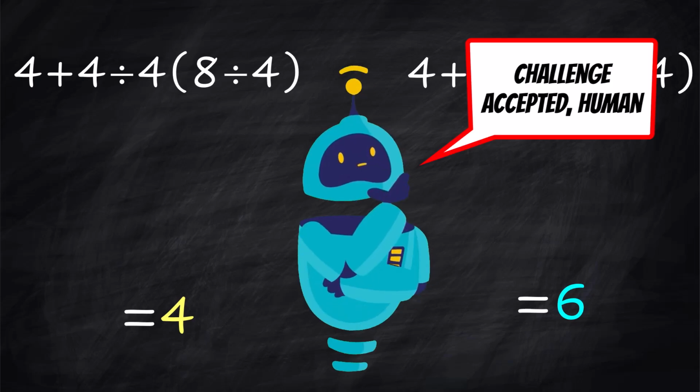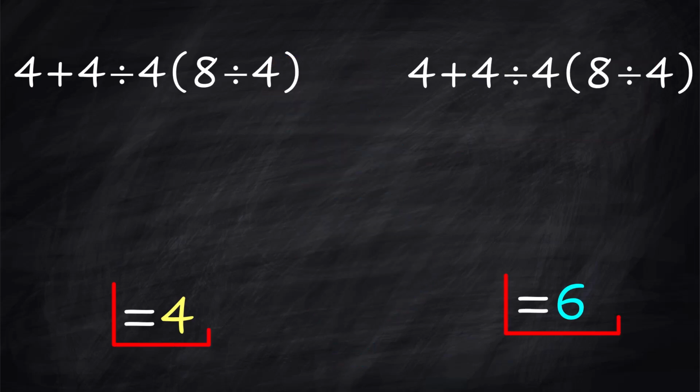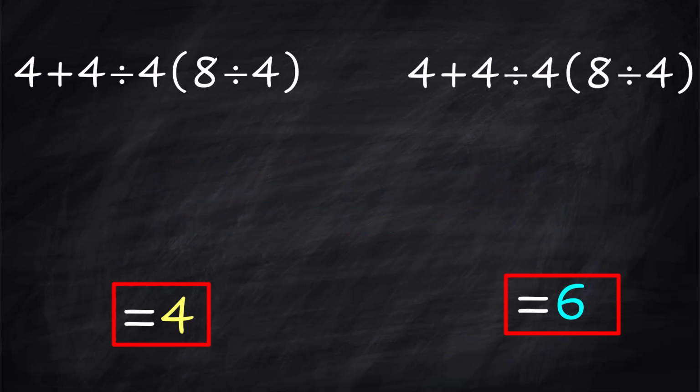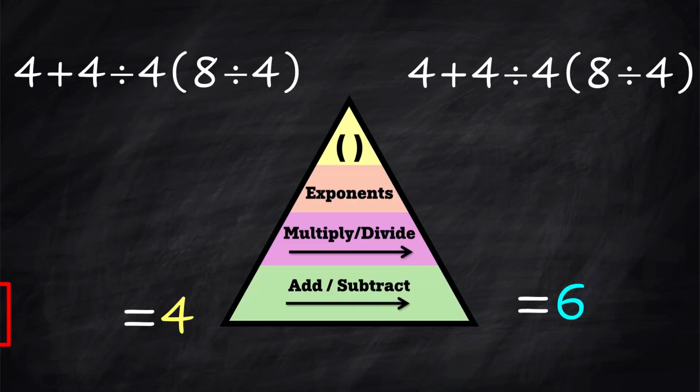Your Instagram friend has challenged you to do this problem. They got 4, you're getting 6. How do you know which one of you is right? Well, it all depends on which one of you used the order of operations.